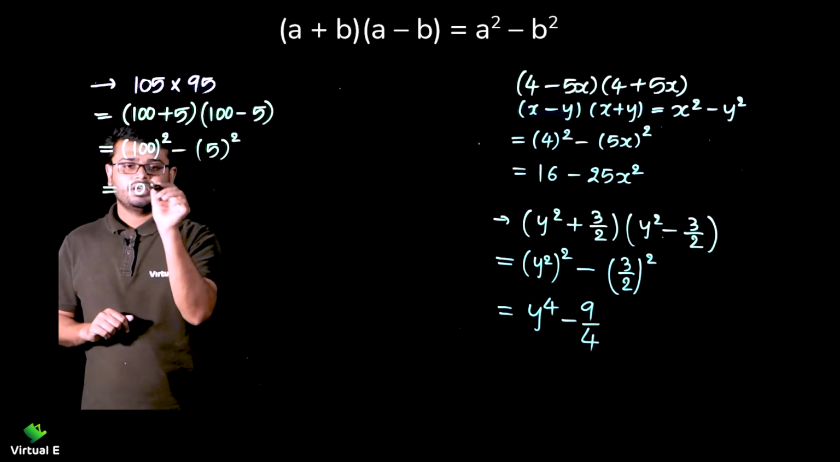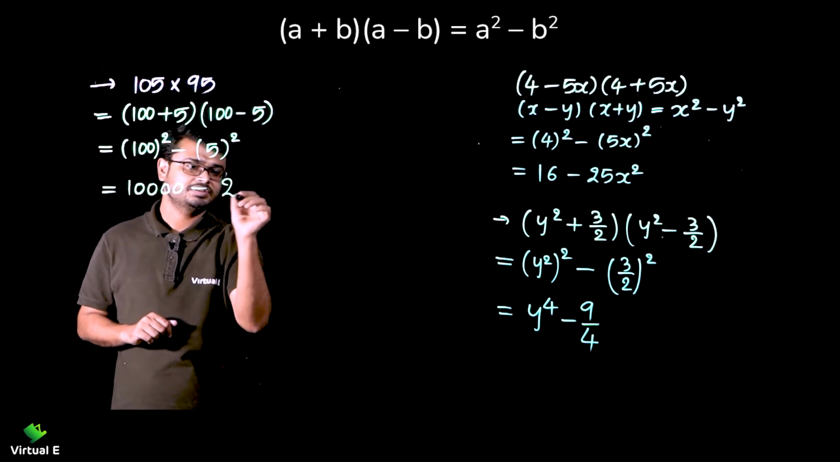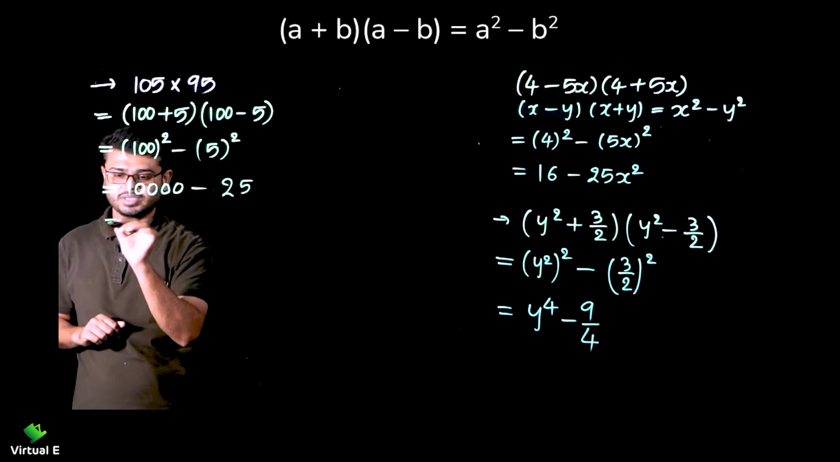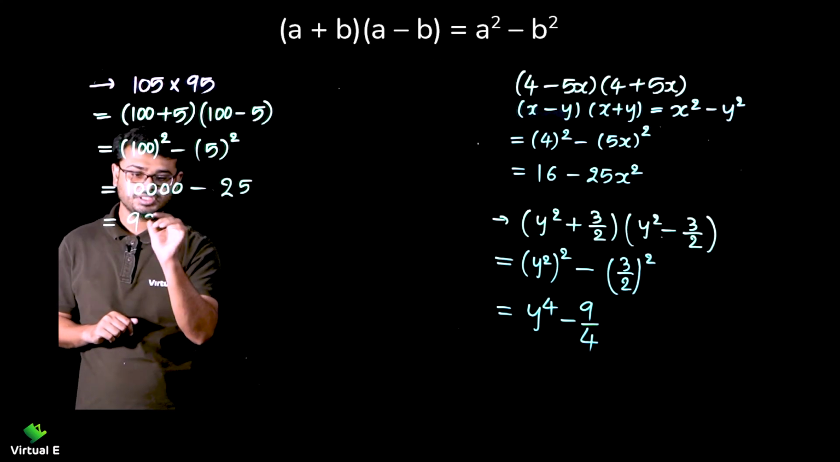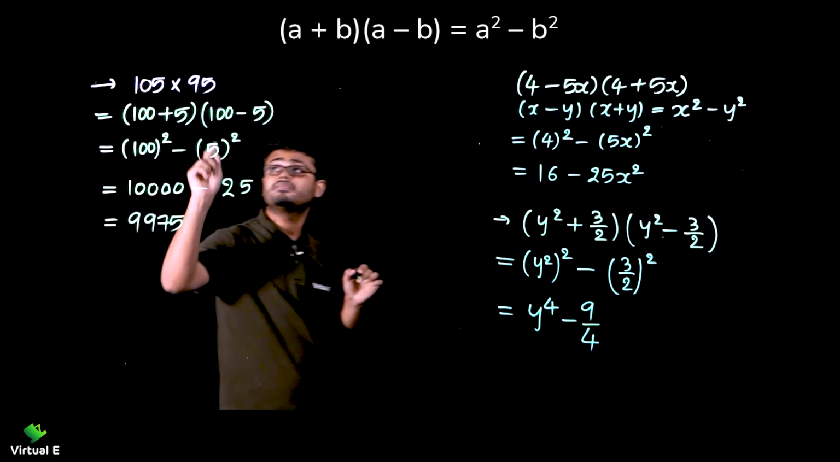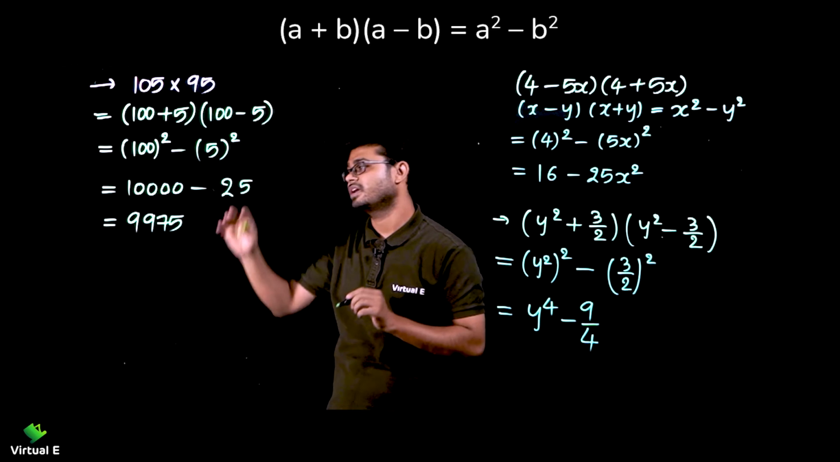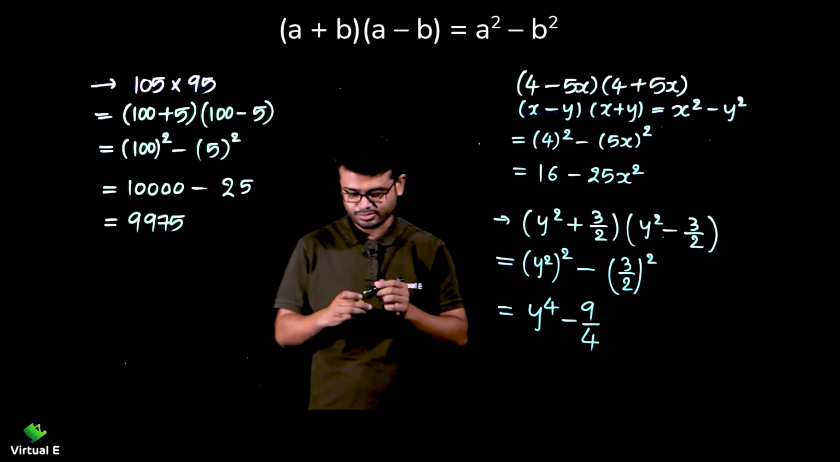So square of 100 is 10,000 minus square of 5 is 25. So now if we subtract, we are going to get 9,975, right? We got the multiplication just by doing addition and subtraction, kind of square as well. This is the way to do it.